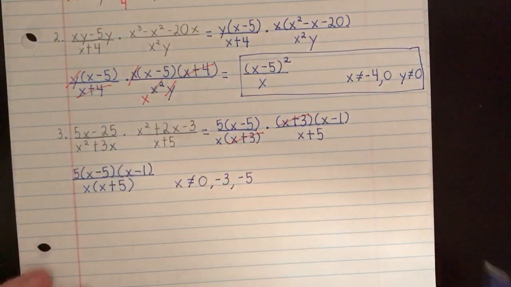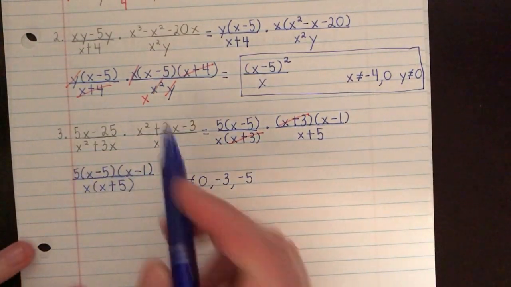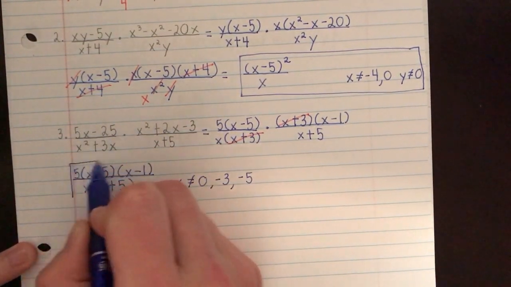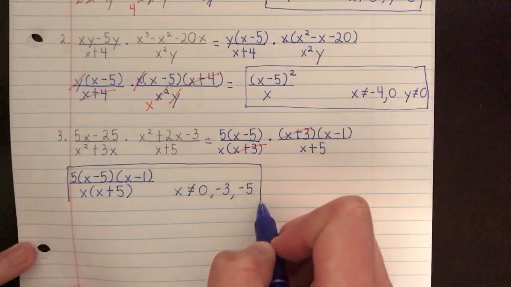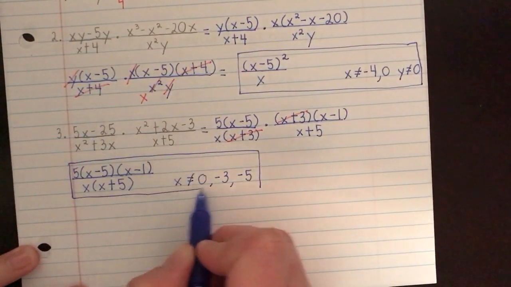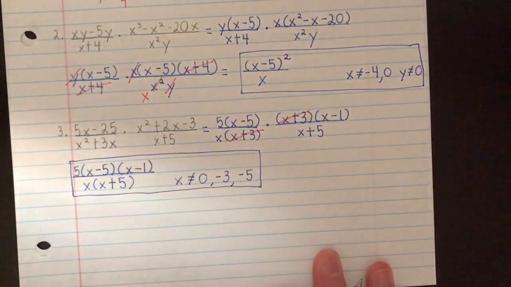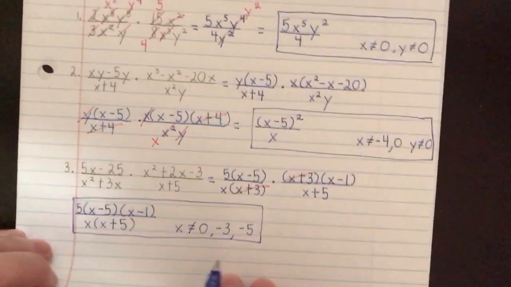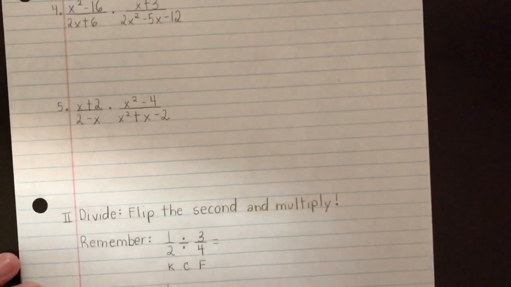And just a word to the wise, you want to keep everything factored. Don't worry about foiling it back together or anything like that. Just keep it in nice factored form. All right, so we're done with number 3. Okay, moving on to number 4.